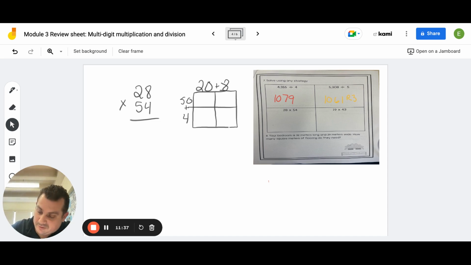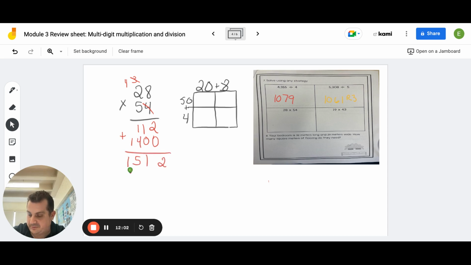So 28 times 54. 4 times 8 is 32. 4 times 2 is 8, plus 3 is 11. Placeholder, done with the 3, done with the 4. 5 times 8 is 40. Put the 4, 0. 5 times 2 is 10, plus 4 is 14. Add up. 1,512.